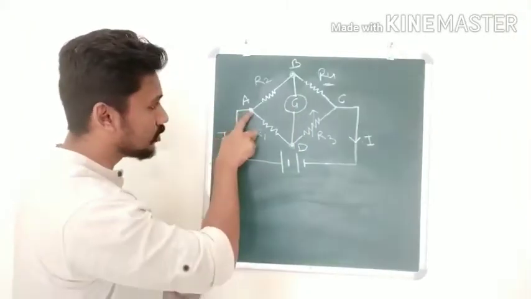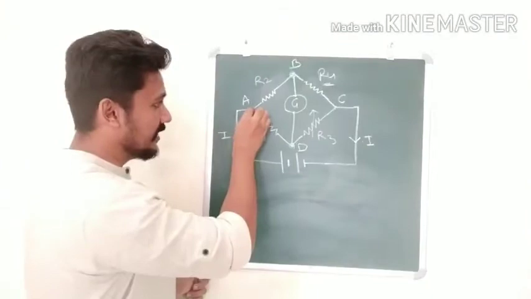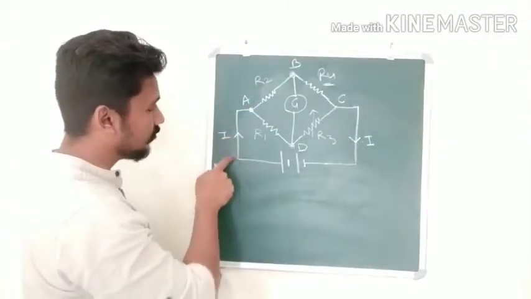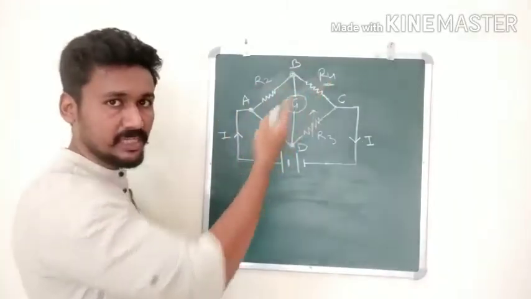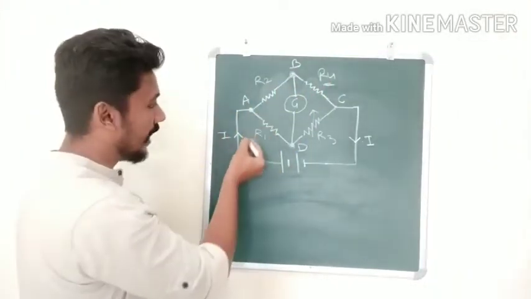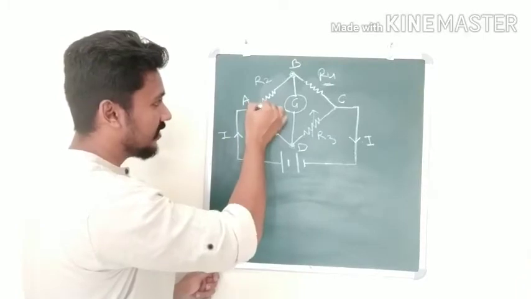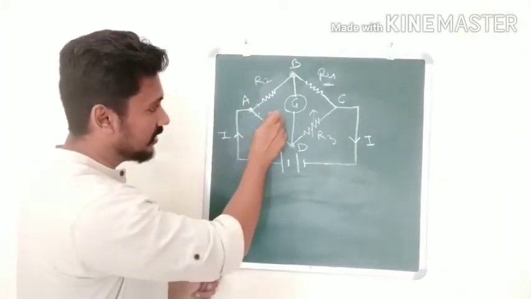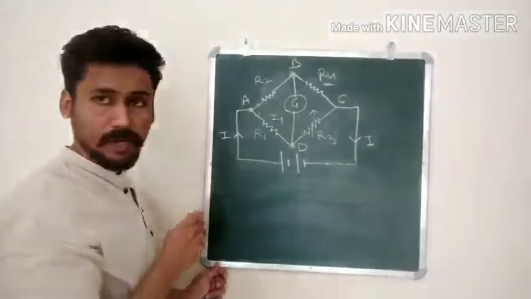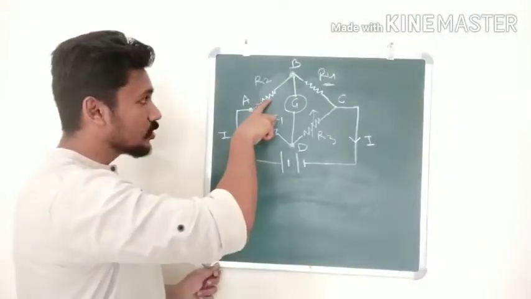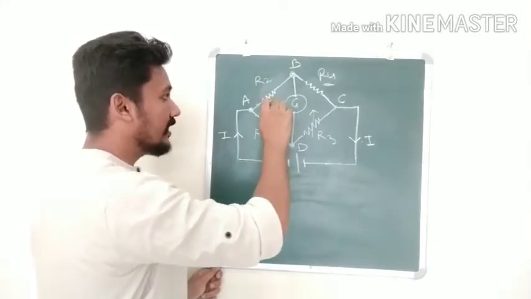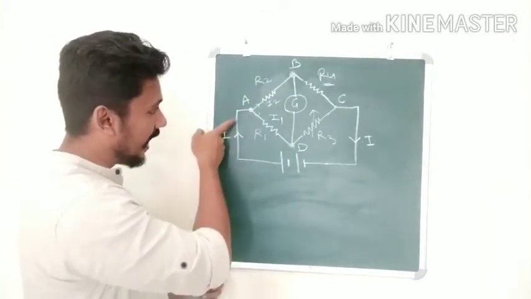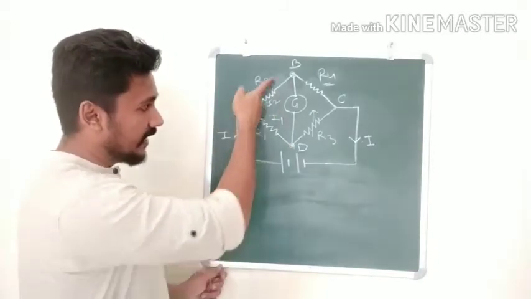Now the current I comes over here. It will get split into two parts by the junction rule, because whatever is the current reaching the junction, same will be the current leaving the junction. So this current I gets divided into two parts. Let the current that is going through R1 be I1, and the current that is going through R2 be I2. Is that clear? So this current I gets split into I1 and I2.